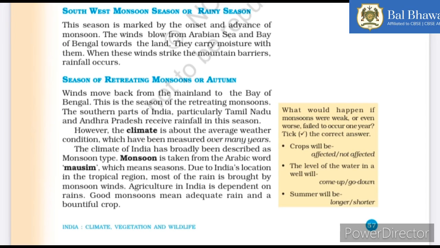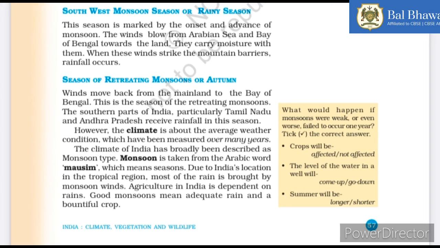Next is the season of retreating monsoon or autumn. Winds move back from the mainland to the Bay of Bengal. That means now winds are blowing from the mainland to the Bay of Bengal. This is the season of retreating monsoon. The southern part of India, particularly Tamil Nadu and Andhra Pradesh, receives rainfall in this season. You can also say that the monsoon is ending. So, when the monsoon is ending, it also causes rainfall in Tamil Nadu and Andhra Pradesh.